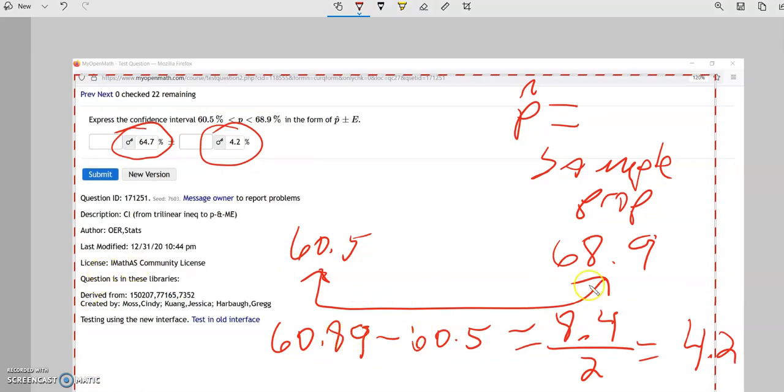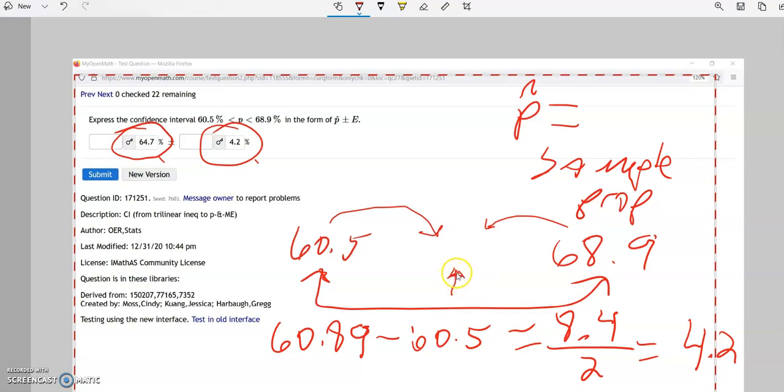Okay, so if I take 68.9 minus 60.5, I get 8.4. And if I divide that 8.4 by 2, I get 4.2. So there's my margin of error, right? Now all I do is take that margin of error and either add it to 60.5 or subtract it from 68.9 to get my sample proportion right here, which would be 64.7. All right, so remember, this is the confidence interval. The confidence interval is double the margin of error, so I'm looking for that point estimate right in the middle.